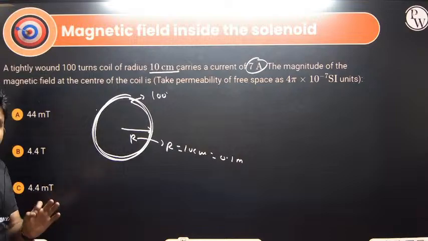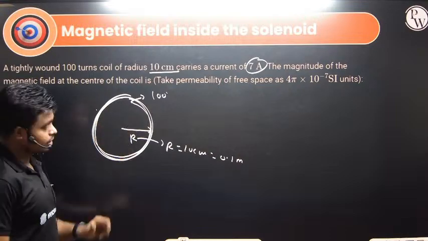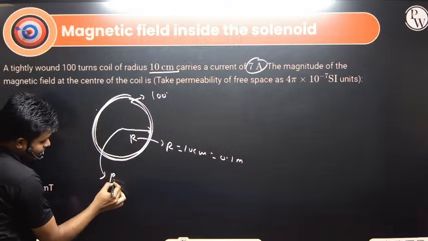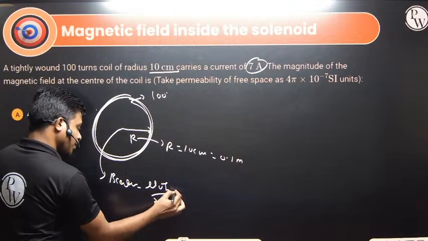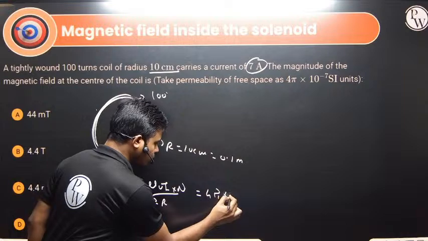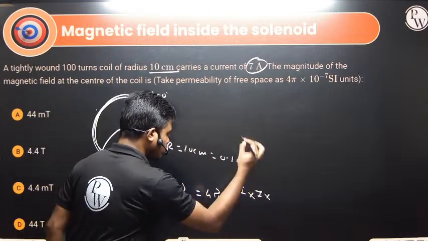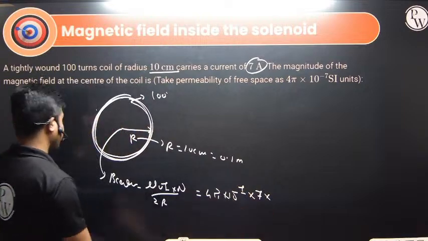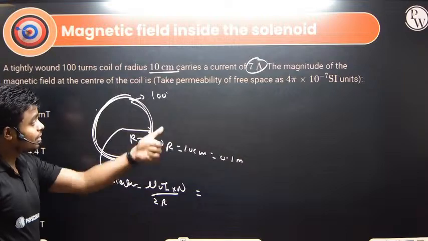Now it carries a current of 7 ampere. The magnetic field is at the center of the coil. They're asking what is the magnetic field at the center of the coil. How can we calculate this? Again, mu naught I divided by 2R multiplied by N, where N is the number of turns. Putting the values directly: 4 pi into 10 to the power minus 7 into the I value. How much is the I value? 7. Okay, let's calculate this. So be smart in putting the values of pi, because they have given 7 also.